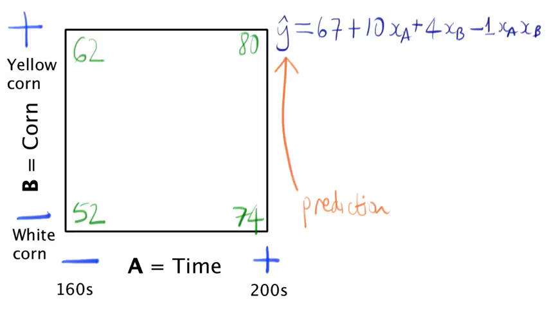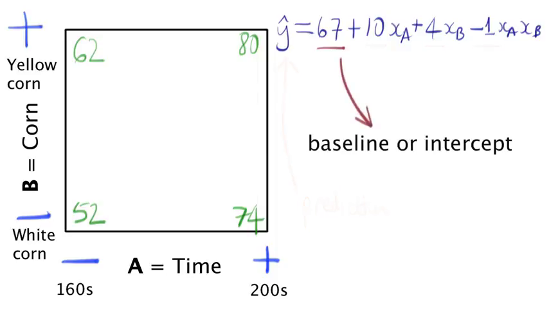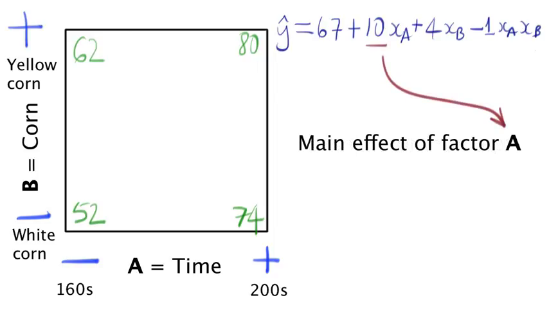The predictive model has 4 parameters: 67, 10, 4, and -1. 67 was the baseline amount, the average of all 4 experimental outcomes. We also refer to that as the intercept, and you'll see why in a minute. 10 is the effect of factor A, the cooking time. This is what we call the main effect for factor A.